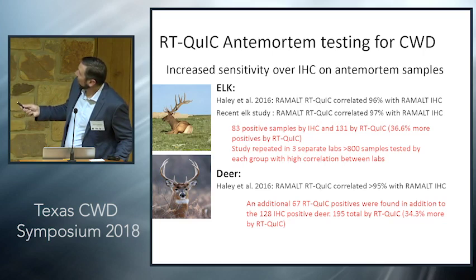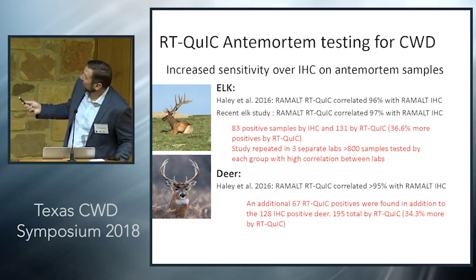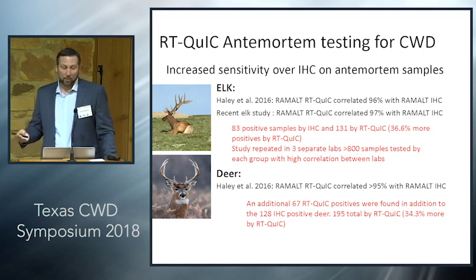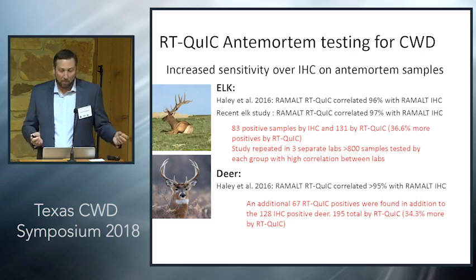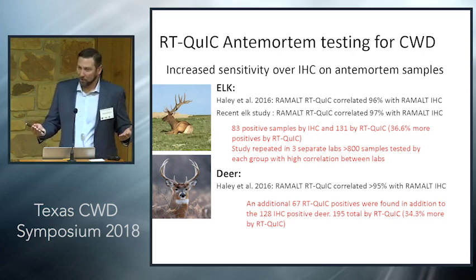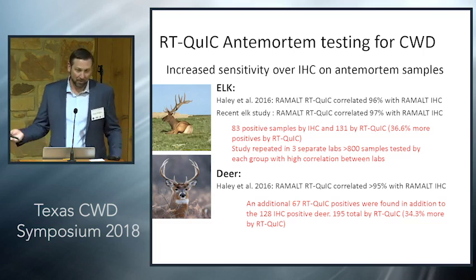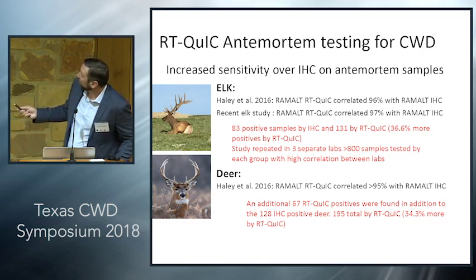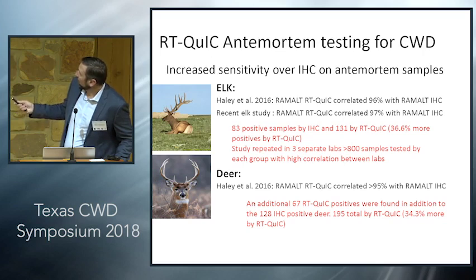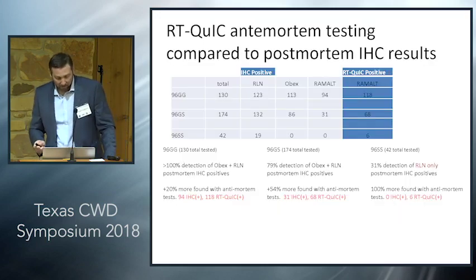So 83 positive samples were detected by IHC, and 131 were detected by RT-QuIC, which is a 36% increase in detecting the positives. So if you're just looking at this population and wanted to weed out CWD positives, you would get 36% more using the amplification test. And in another test with deer, which I'm going to go into in a little more detail, we see about the same amount of increase, and this included a number of GG and GS animals.